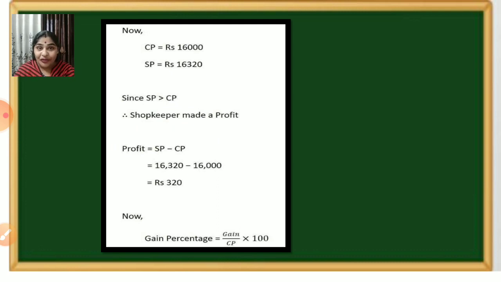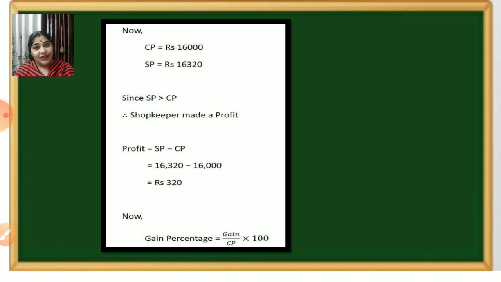Now how to find the profit? We know the basic formulas, children. Profit is equal to SP minus CP, that is 16,320 minus 16,000, which is equal to 320 rupees. Hence, the shopkeeper has made a profit of 320 rupees. But in the question, children, they have not asked us for the profit. They have asked us for profit or loss percent. So how to find the percent now?